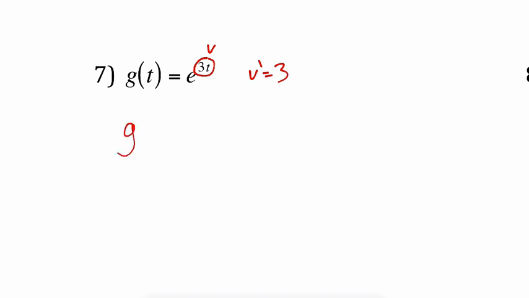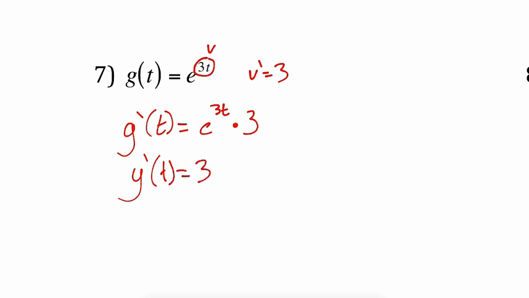So to find g prime of t, sorry, not x, of t, the derivative of e to the 3t. Well, let's do the quote-unquote outer one first. We'll do e to the 3t because exponentials are kind of weird like that. And we're going to multiply by the derivative of what's inside, which is just 3. So you can reorganize that just a little bit. We got g prime of t equals 3 e to the 3t.